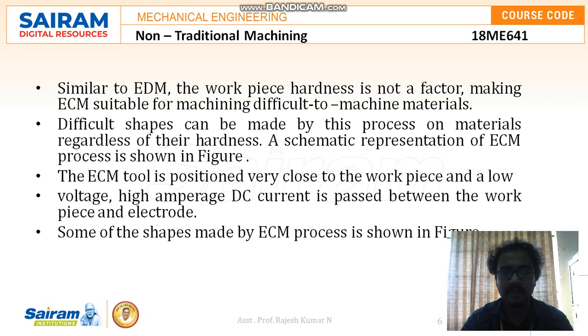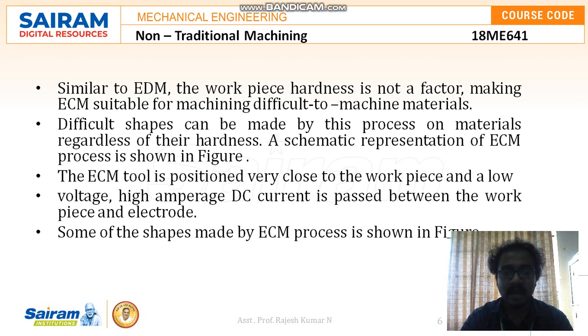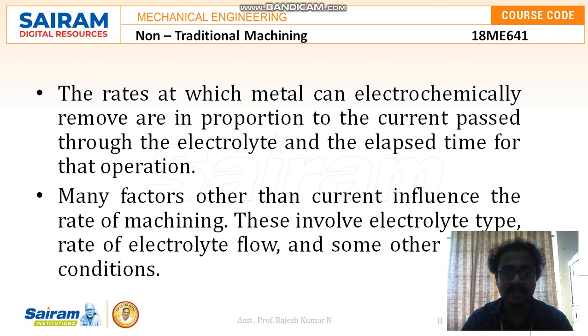Because the electrochemical machining process is suitable for any machining which is difficult to cut, and difficult shapes can be made by this process on materials regardless of their hardness. And a schematic representation of the electrochemical machining process is shown in the next slide, where the tool is positioned very close to the workpiece, and a low voltage and high amperage direct current is passed between the workpiece and the electrode. Some of the shapes made by the electrochemical machining process are shown in the sketch that I will show.